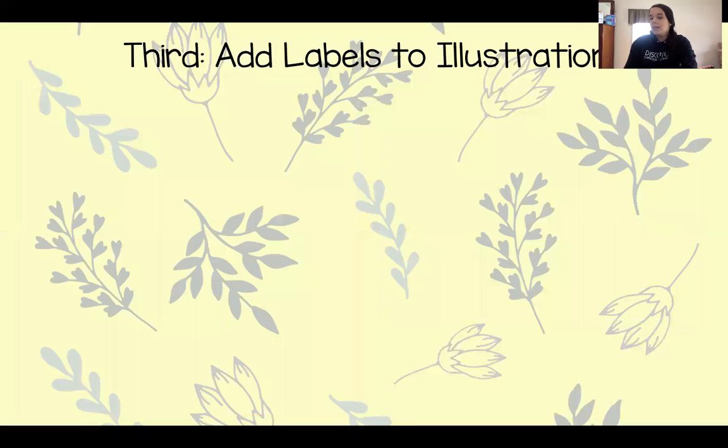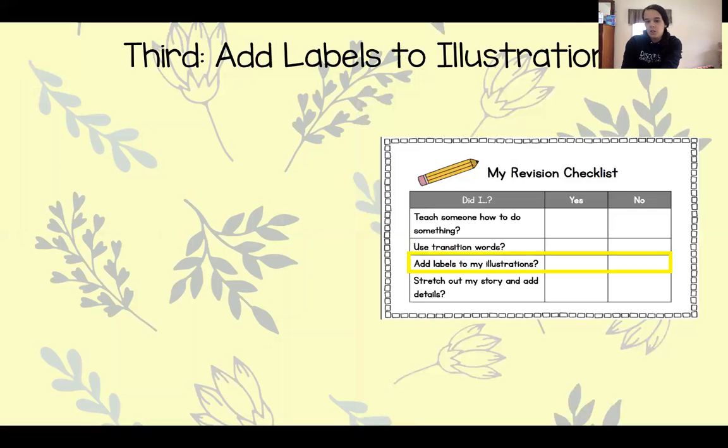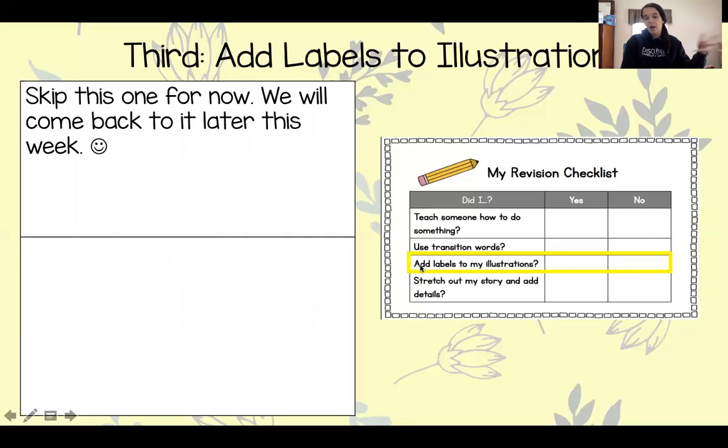All right, the third one is adding labels to your illustrations. So the third box on your checklist. We're going to skip this one for now. The reason is because we're going to come back to pictures in the next 2 days, either tomorrow or the next day. I'll let you know. But for now, you don't need to do this part. You don't need to check this one off on your checklist because we're not going to do it yet. Now, of course, we can't draw on the computer in the way that we traditionally draw on paper, but I'm going to show you how exactly you're going to add pictures very soon, okay?